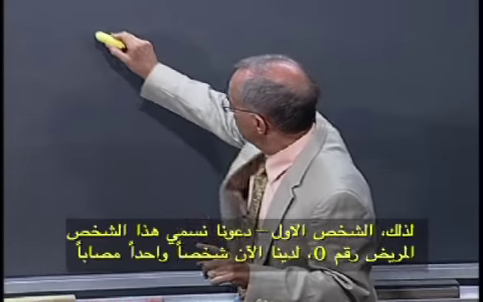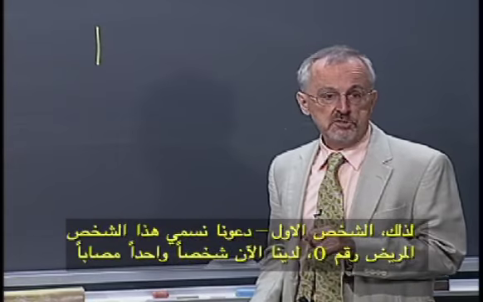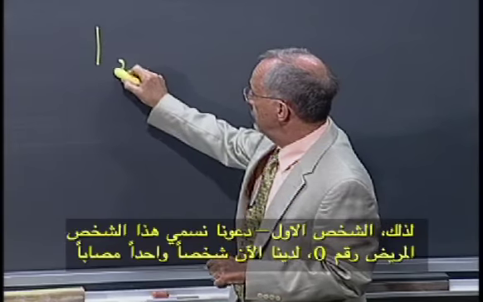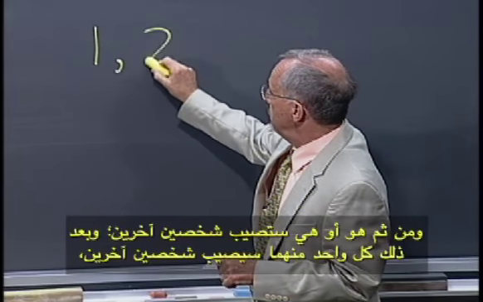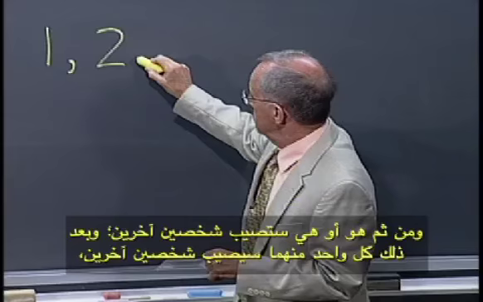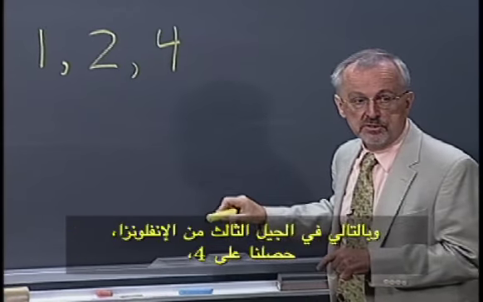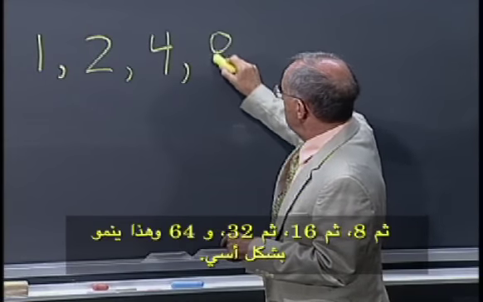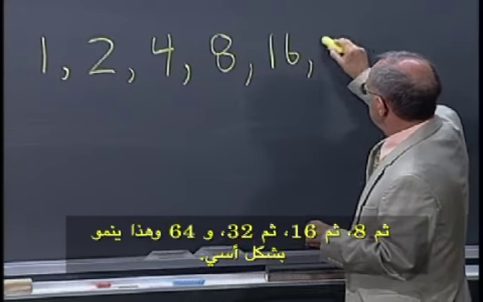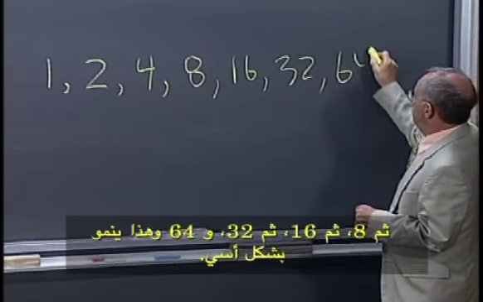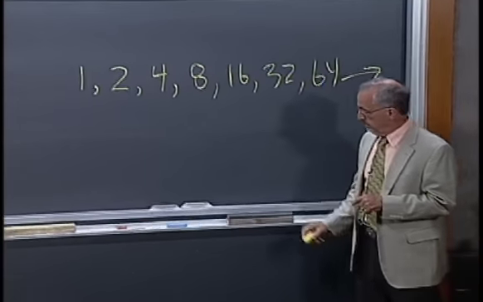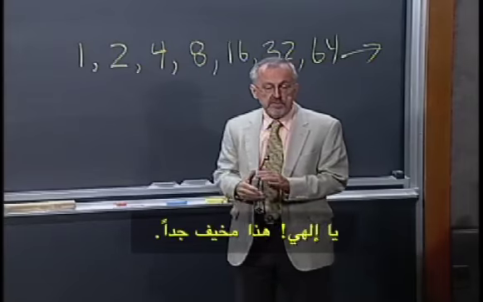Let's think about this. So the first person, call that person patient 0. We now have 1 infected. And then he or she infects 2 others. And then each of them infect 2 others. So in the 3rd generation of the flu, we get 4, and then 8, and then 16, and then 32, and 64. And this explodes exponentially. My goodness, that's very scary.